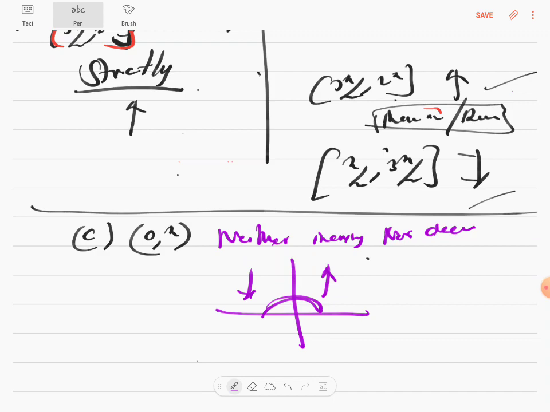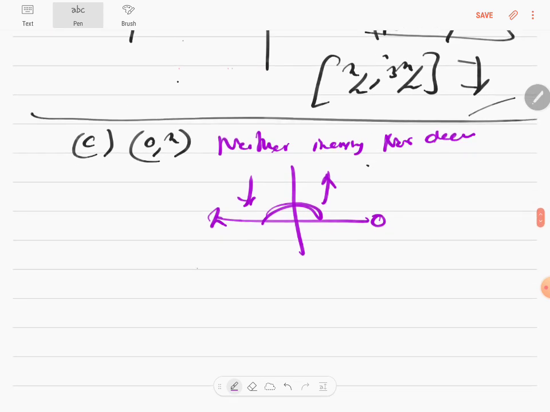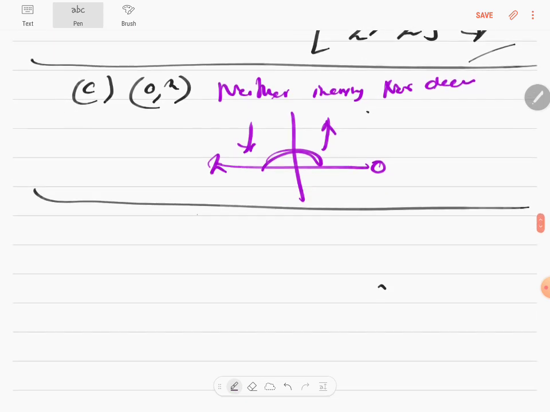It's like that. For the entire interval, you are not able to say properly. So it's neither increasing nor decreasing. Are you clear? So let's go to next sum.